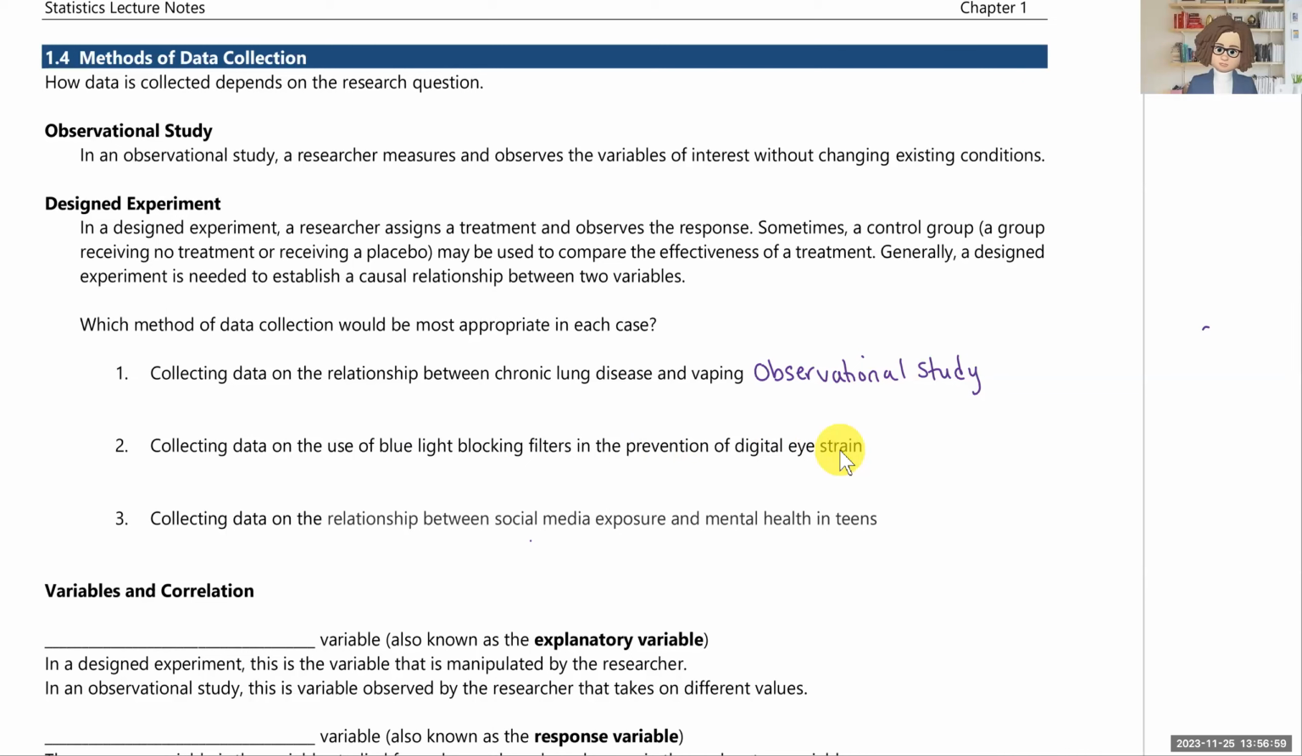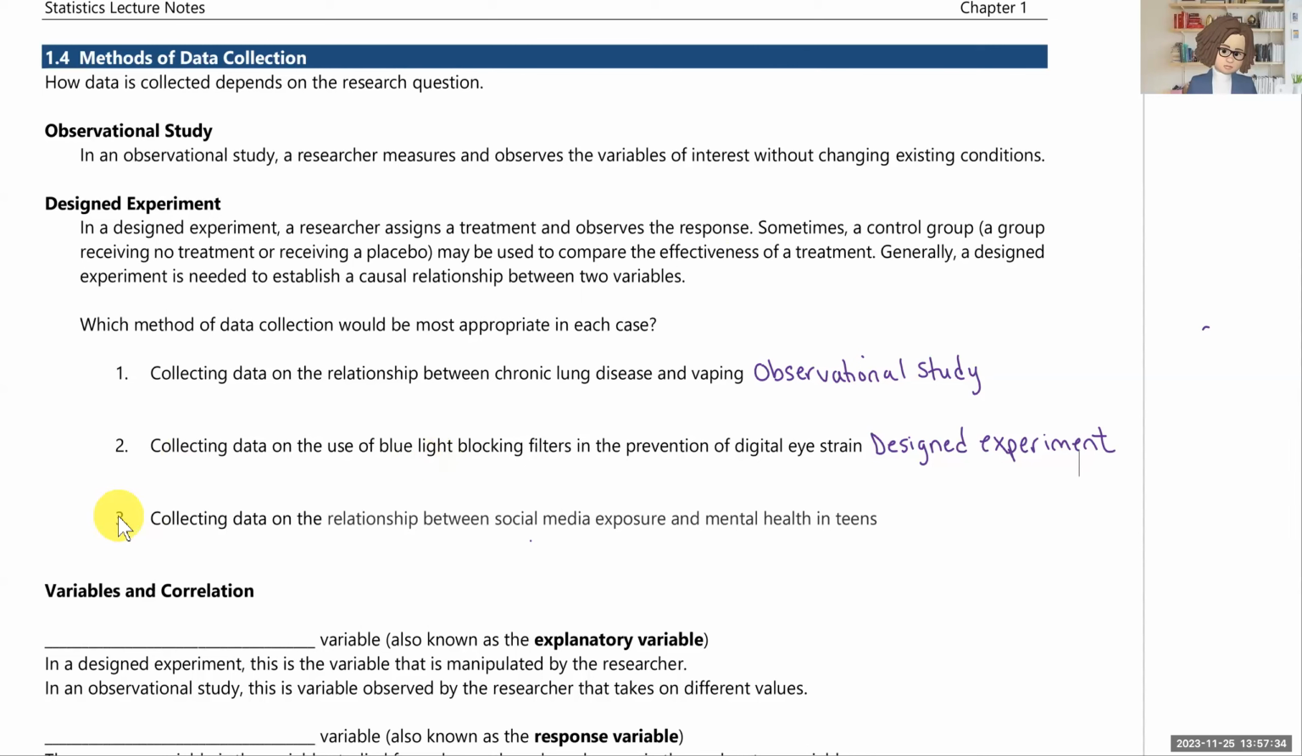So this is certainly an example where a designed experiment can be done, has been done, because you could recruit people to be in a study, perhaps people that have experienced digital eye strain, and have them try out glasses with blue light blocking filters as opposed to those without, and see how it contributes to their digital eye strain to find out if they are helpful. So that's a designed experiment.